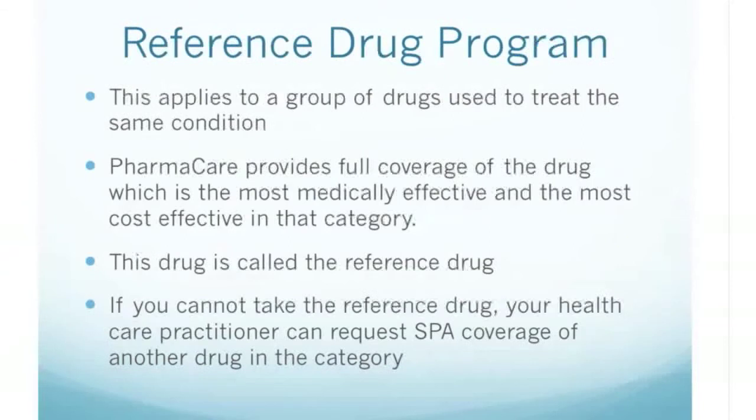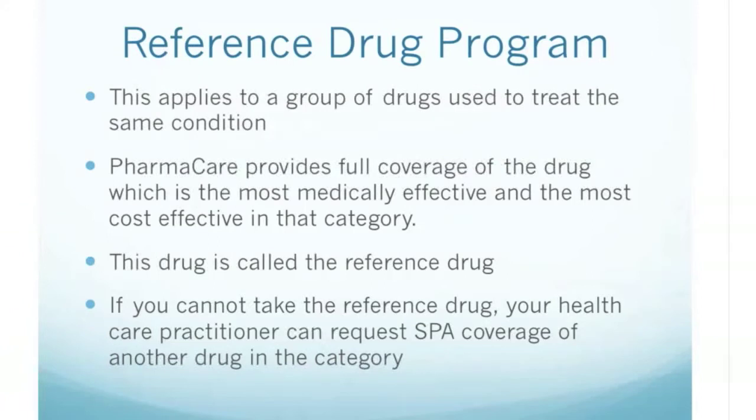The next program is known as the Reference Drug Program. This applies to a group of drugs used to treat the same condition. Pharmacare provides full coverage of the drug, which is the most medically effective and the most cost-effective in the category. This drug is called the reference drug. Again, if you cannot take the reference drug that Pharmacare provides full coverage for, then your healthcare practitioner can request special authority coverage of another drug in that category. At the moment, there are 5 classes of drugs that are included in the reference drug program, and the only one that's applicable to today's presentation is the NSAIDs, the non-steroidal anti-inflammatory drugs.